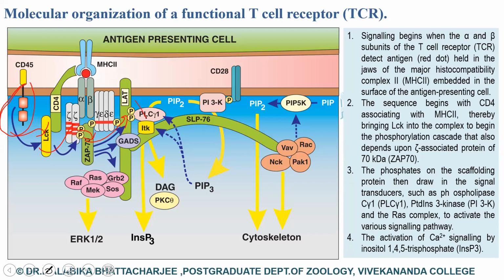PLC gamma is meanwhile activated. PLC gamma breaks down PIP2 into IP3 and DAG. So you can see the breakdown. DAG interacts with PKC to form PKC theta. Meanwhile, GRB2 associates with LAT to start the RAS-RAF pathway.